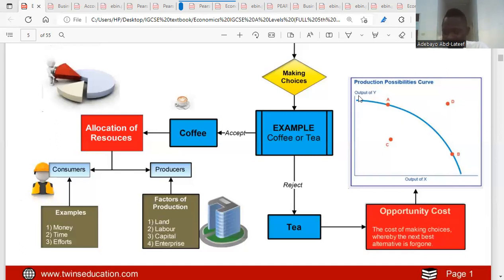On the vertical side, we have output Y, and on the horizontal side, we have output X. It means at any point in time, either you produce the maximum of output Y, or you produce the maximum of output X. Based on this graph, the maximum of output Y on the vertical side can be produced at point A, while the maximum of output X on the horizontal side is at point B. So if you are producing output Y at the highest, it means output X will be at the lowest at this point here.